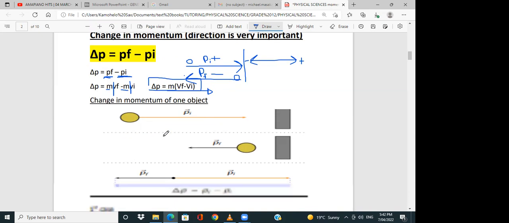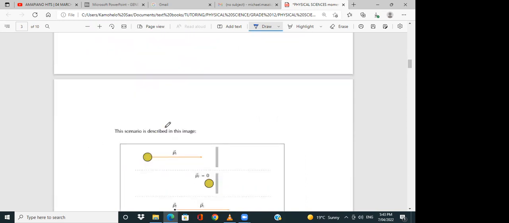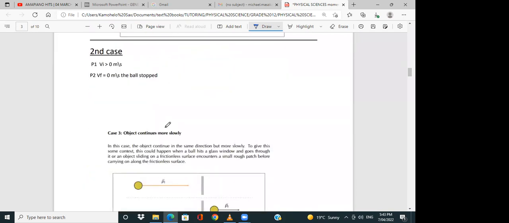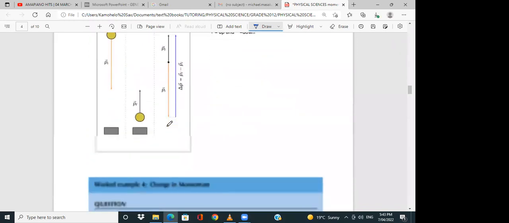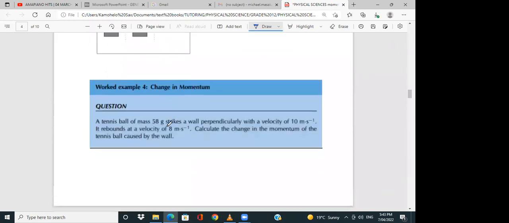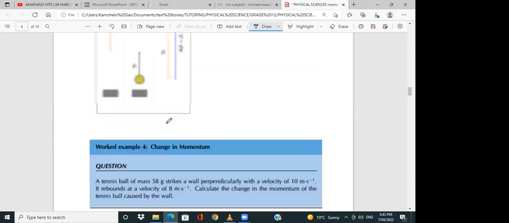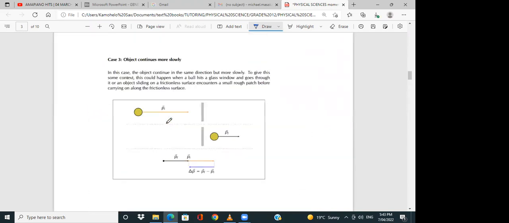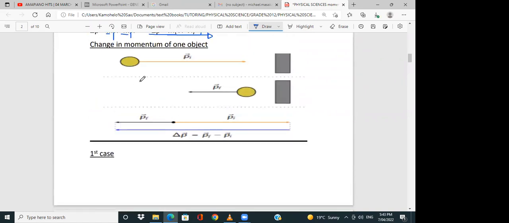Now, we have different cases of change in momentum, guys. They are right there. Different cases for the change in momentum, and you see right there, I still have something great for you, a small question right there. Now, let me try to explain what's happening with these different cases. Now, first case.